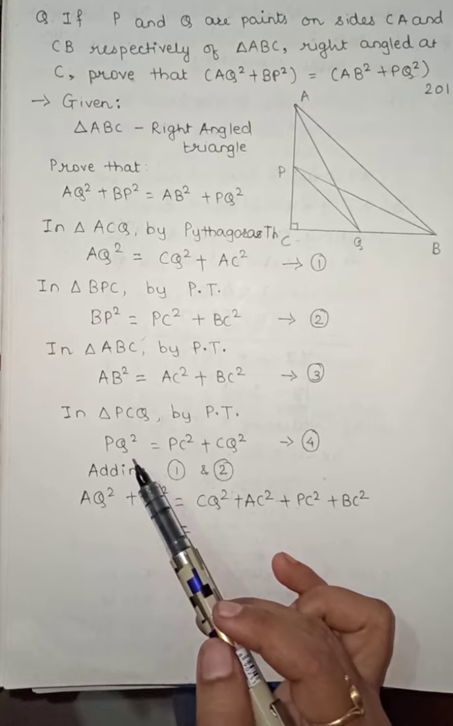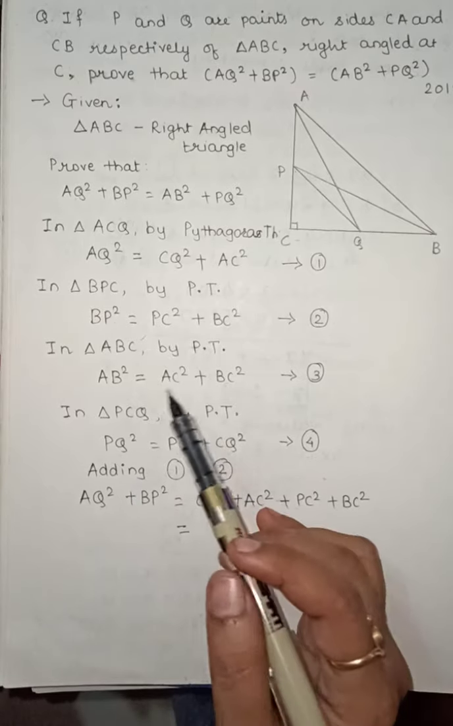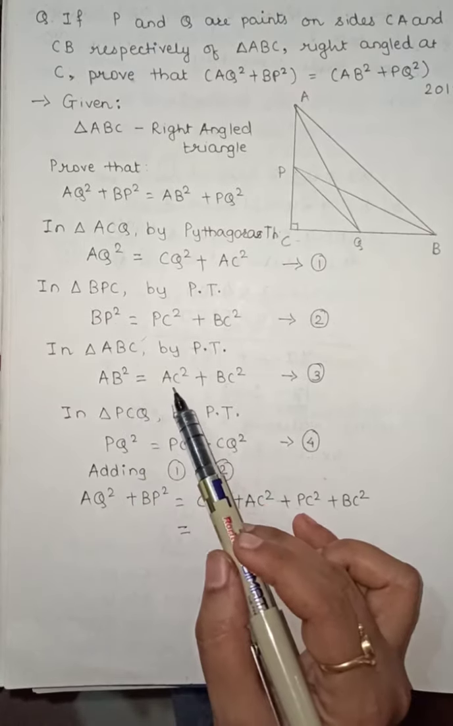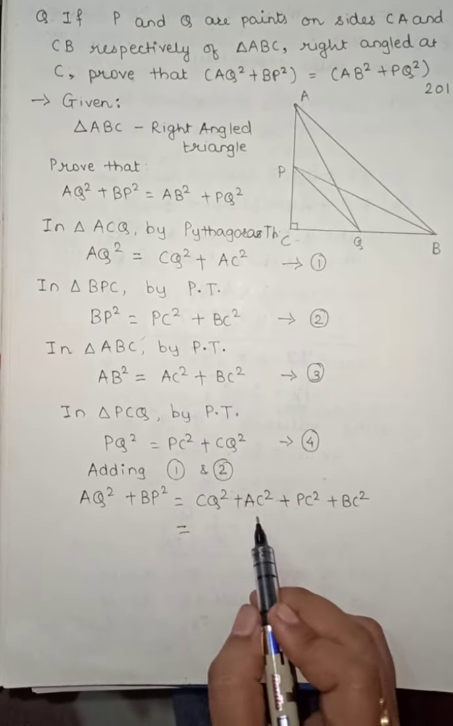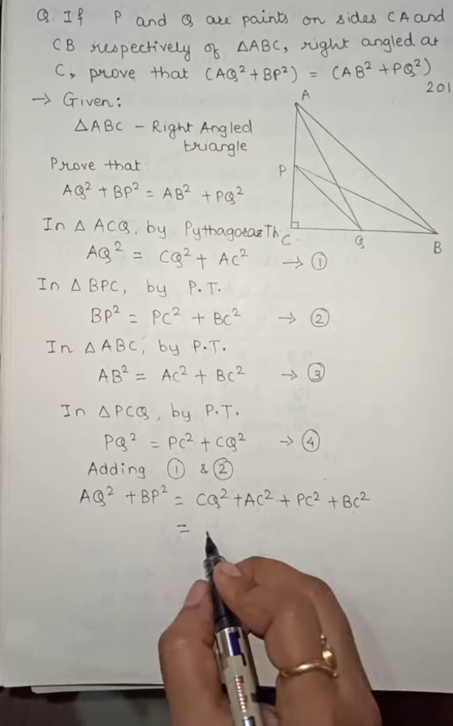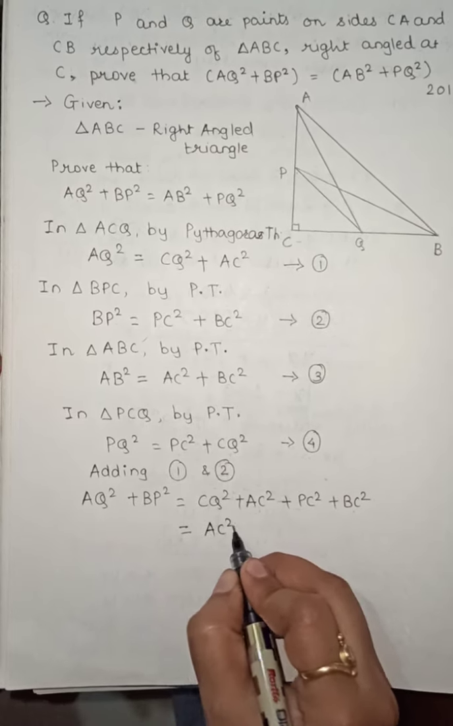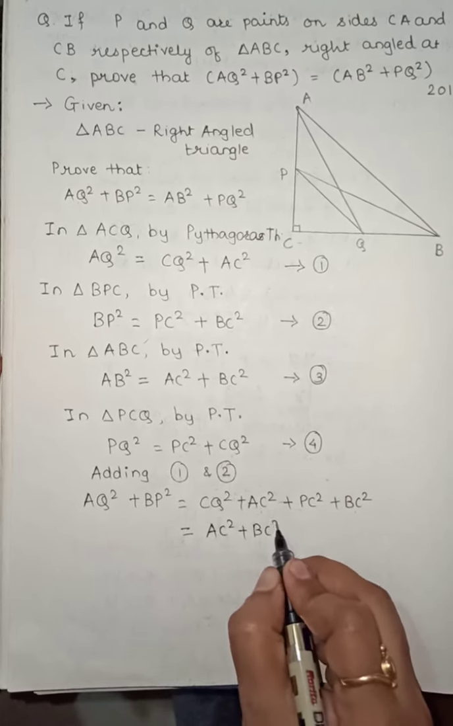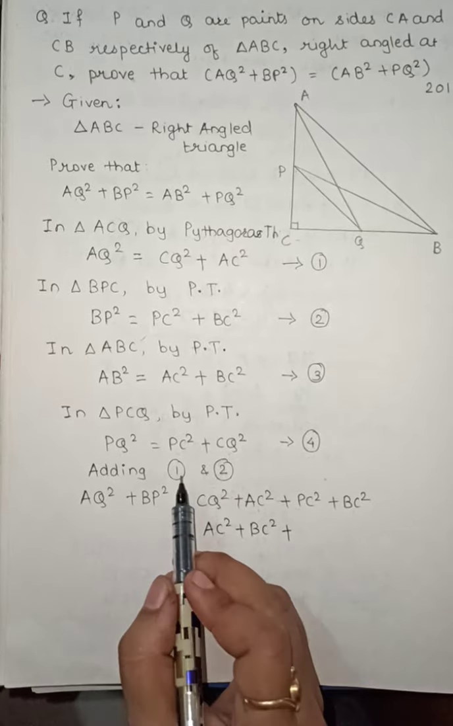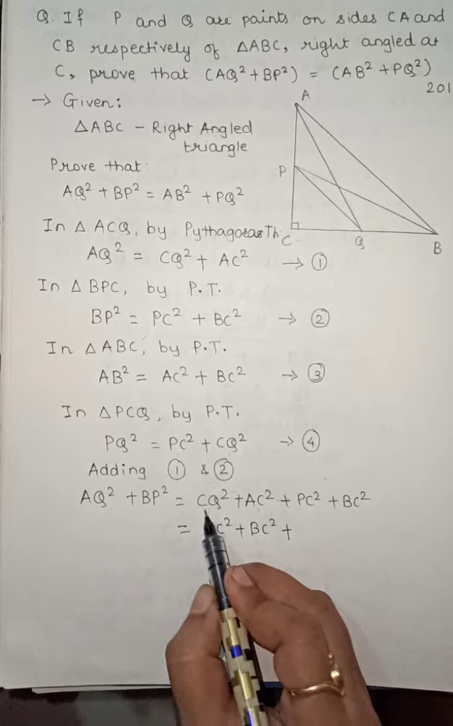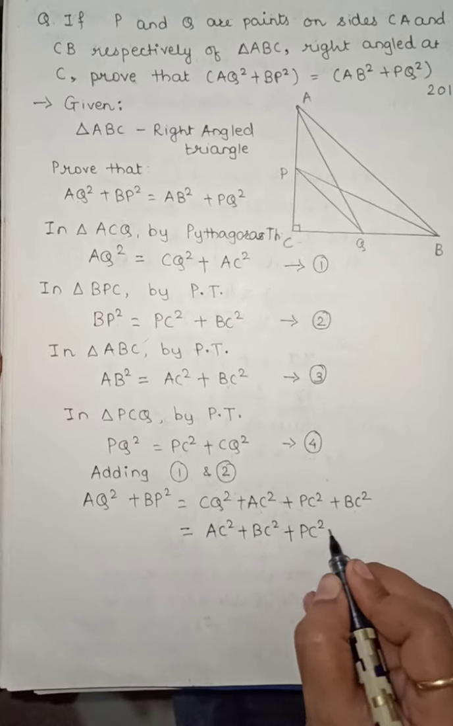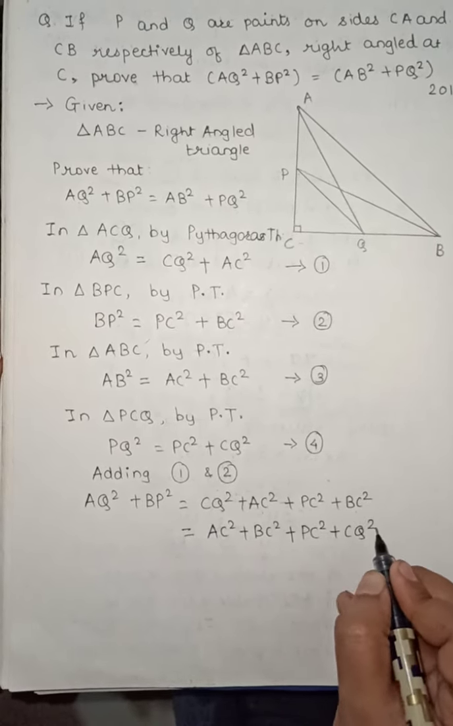I will be getting my answer. For that, let us see, AB square is equal to AC square plus BC square. So where is my AC square and where is my BC square? Okay, so I have both these sides. Let us write them together. So AC square plus BC square. Similarly, for PQ square, PC square plus CQ square. So write down accordingly, PC is also present and CQ is also present. So PC square plus CQ square.